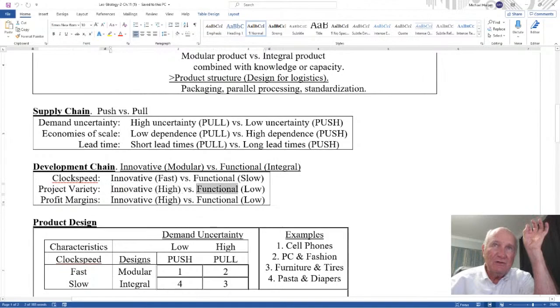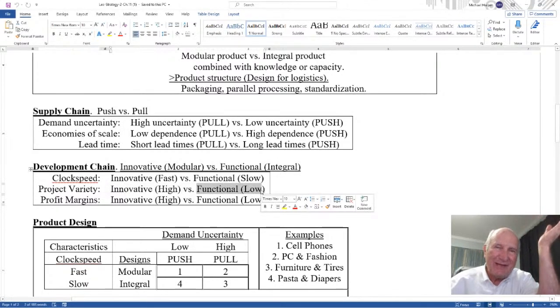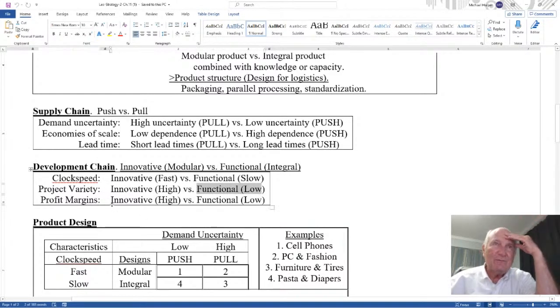A functional product is fairly low because it does what it does, and that's all you care about. It just does what it does. Okay, the profit margins usually are high because the clock speed is fast. And for functional, it's low because you have a slow clock speed, and you can have large inventories, and you can have economies of scale and low profit margins because you earn it back in volume.